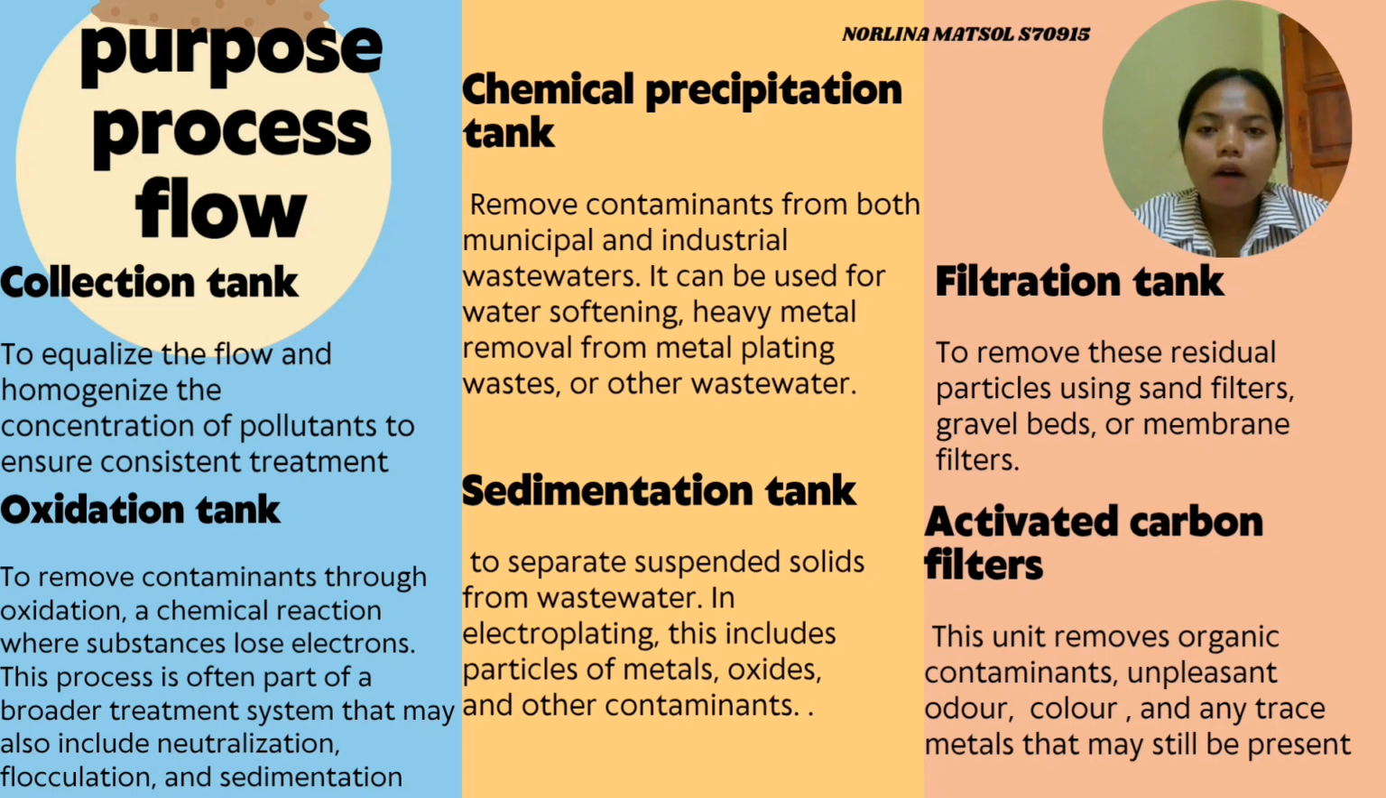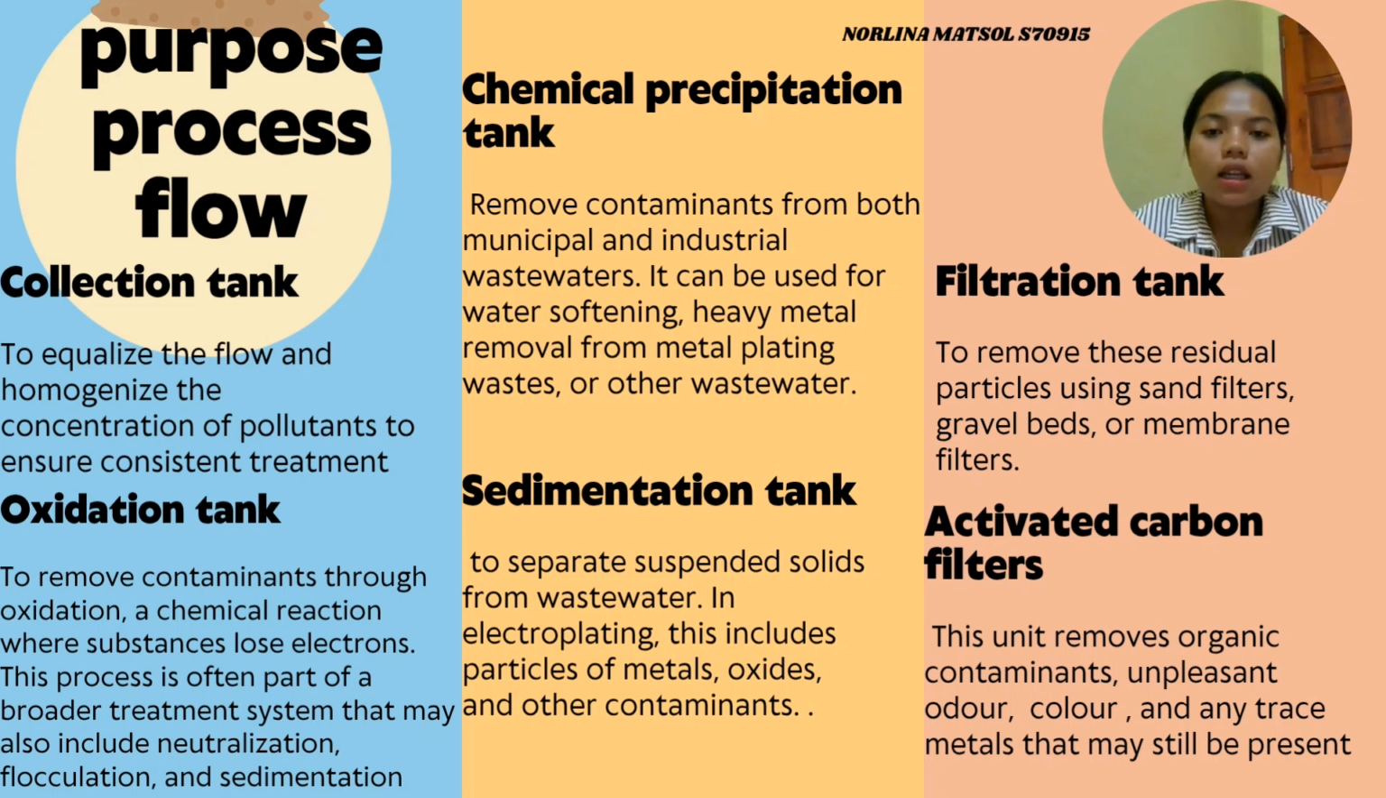To explain the function of each process flow, the first one is the collection tank, to equalize the flow and regulate the concentration of pollutants to ensure consistent treatment. The second one is the oxidation tank, to remove contaminants through oxidation, a chemical reaction where substances lose electrons. This process is often part of a broader treatment system that may also include neutralization, flocculation, and sedimentation.